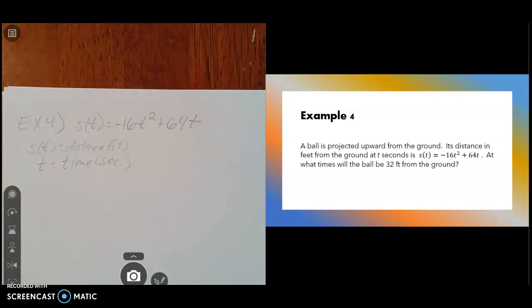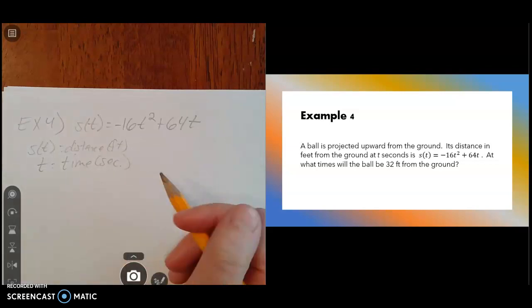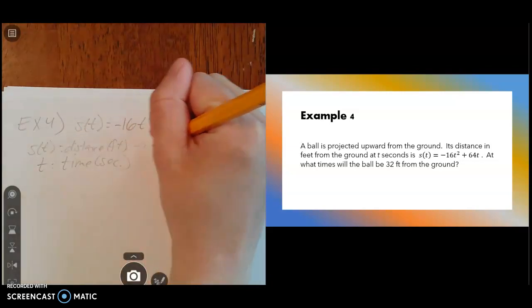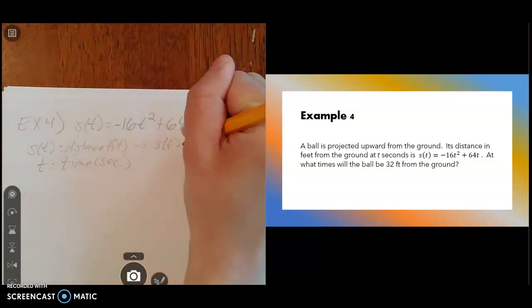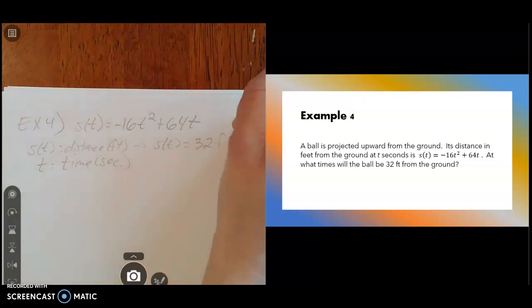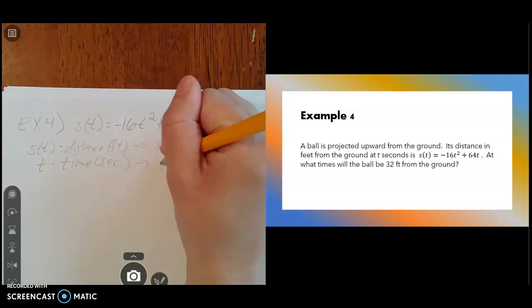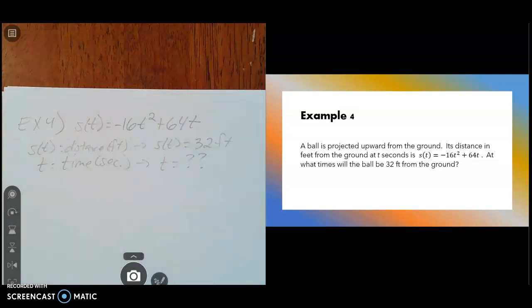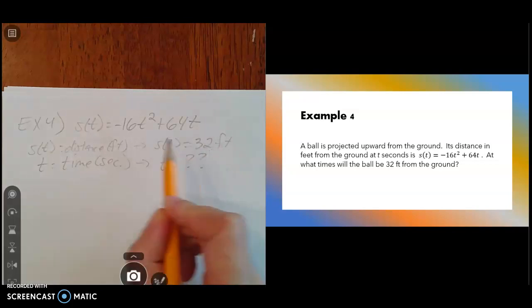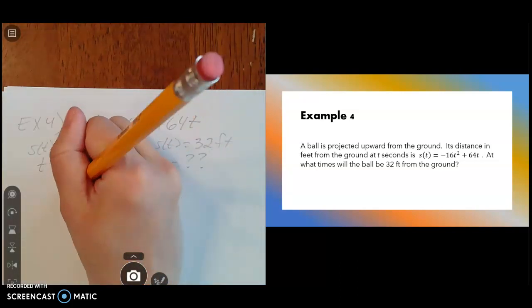It says, at what times will the ball be 32 feet from the ground? So what they just gave us is that 32 feet from the ground would be the distance. So they gave us an s of t, so s of t is 32 feet. And it's asked at what time, so we're going to solve for t. All right. So let's use our equation, let's substitute in what we know, and let's solve for what we don't know. So I'm going to put the 32 in for s of t since it's the distance.